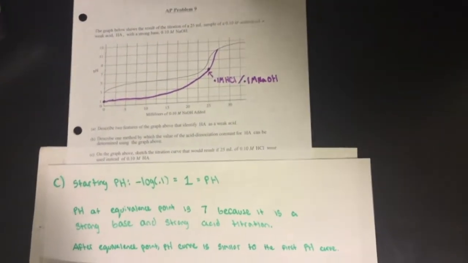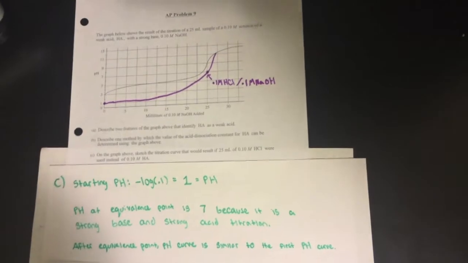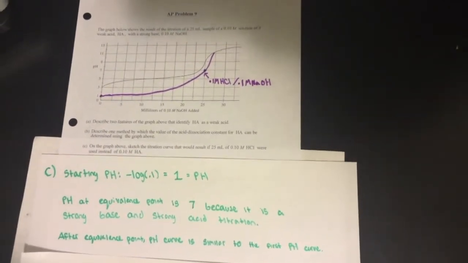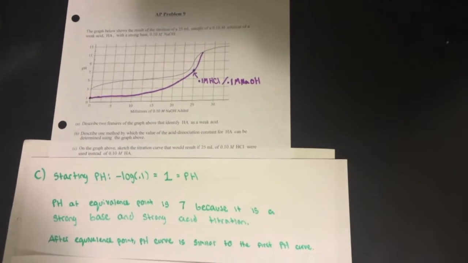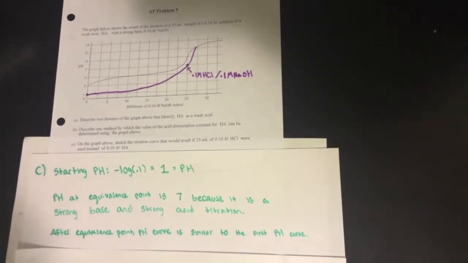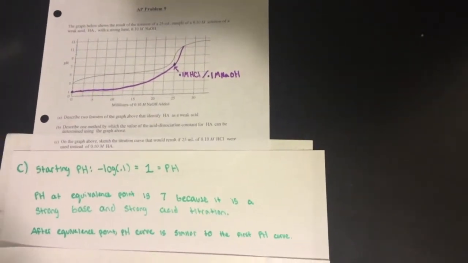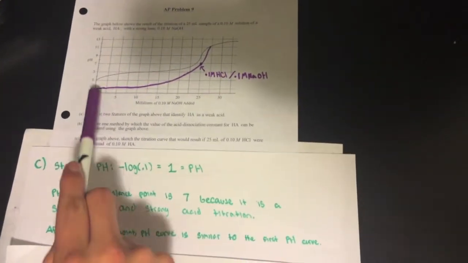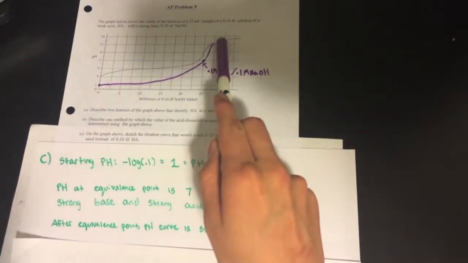For C, on the graph, sketch the titration that would result if 25 milliliters of 0.1 molarity HCl were used instead of 0.1 molarity HA. So the starting pH would be negative log 0.1, which is equal to 1, since the molarity of the HCl is 0.1, and the pH at the equivalence point is 7 because it is a strong acid-base titration. And after the equivalence point, the pH curve would be similar to the first pH curve. So this would be our sketched pH curve.